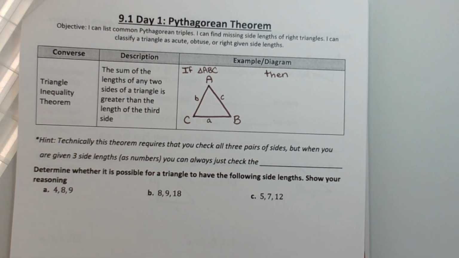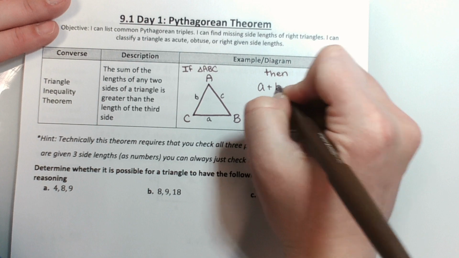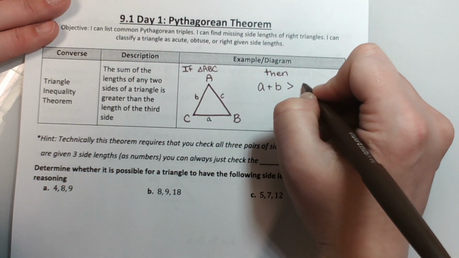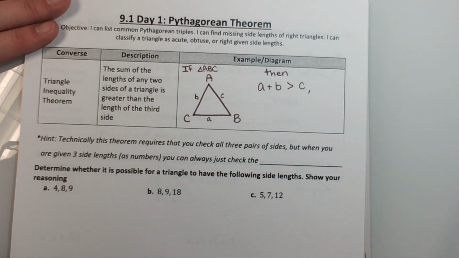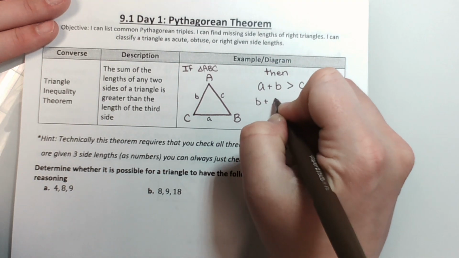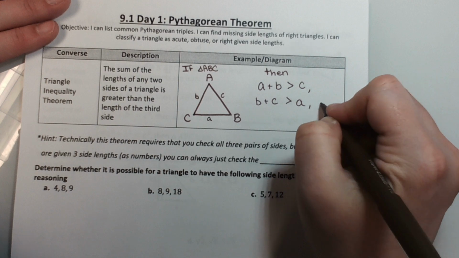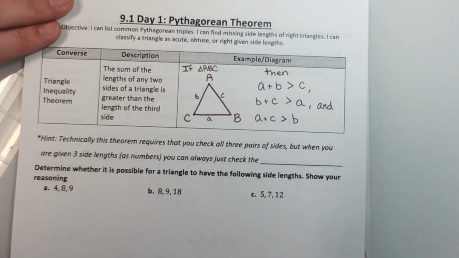Now, we needed that to talk about this theorem. Going back to this theorem, it says that if I add up any two side lengths, that number better be bigger than the third side length. So a plus b in lowercase better be bigger than the lowercase c. To go along with that, b plus c, again both lowercase, better be bigger than a. And a plus c better be bigger than b.